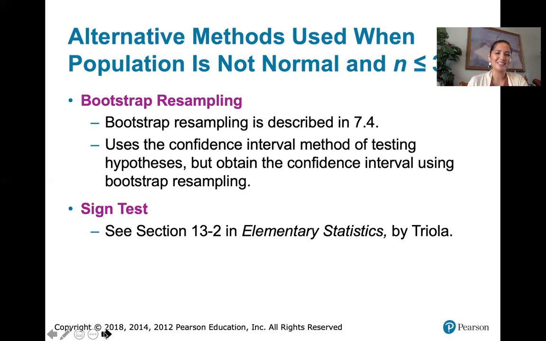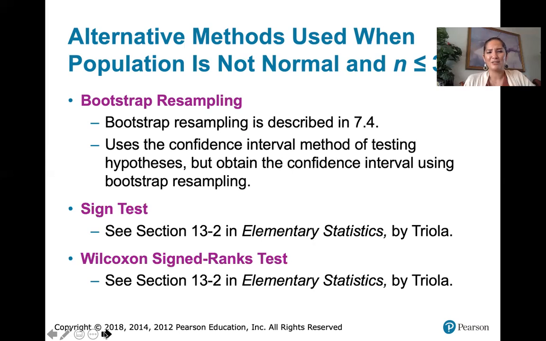Another option is what's called a sign test. This is covered in section 13.2 of another book by Mr. Triola called Elementary Statistics. Our book is called Essentials of Statistics, but Mr. Triola wrote another book that has more chapters. In chapter 13, you can learn about how you handle this case using what's called a sign test. And there's also the Wilcoxon signed ranks test, which is also in section 13.2 of that other textbook.